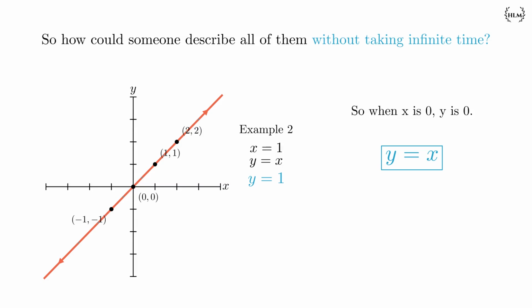1, 1. So when I sub in 1 for x, you get y equals 1. And that tells you when x is 1, y is 1. Okay. How about when x is equal to negative 1? Our equation is y equals x, so then y is equal to negative 1.